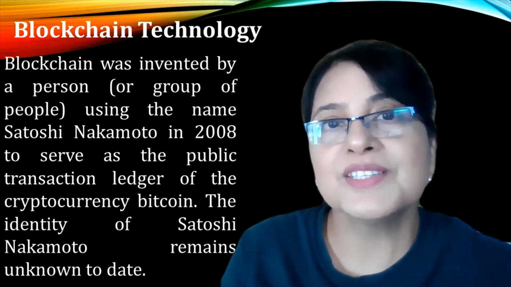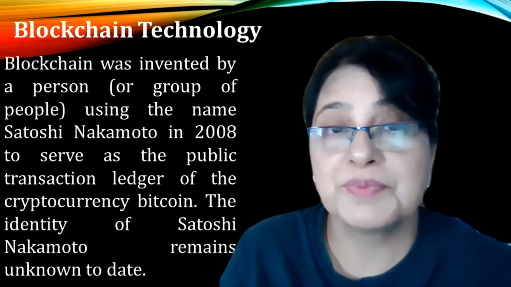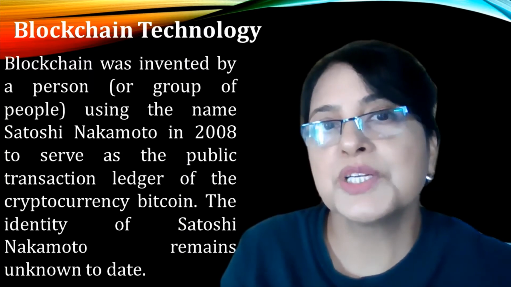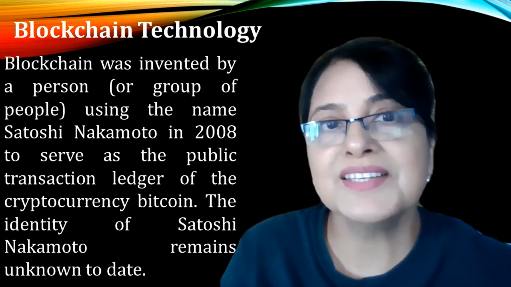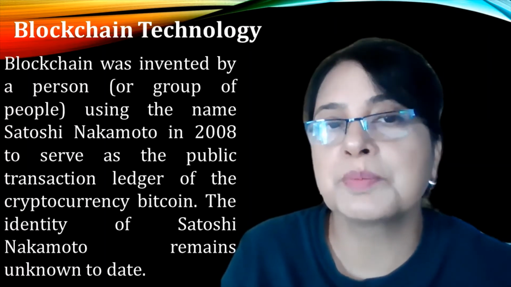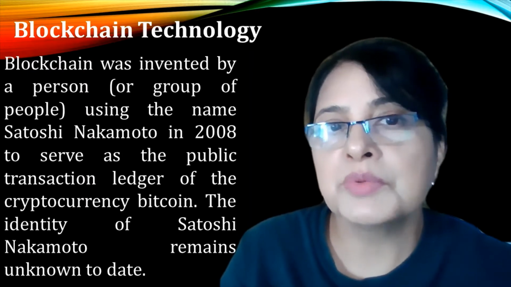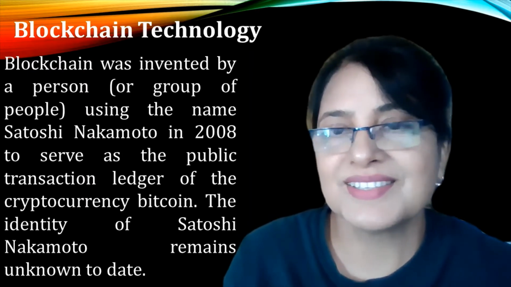Coming to blockchain technology, blockchain was invented by a person or a group of people using the name Satoshi Nakamoto in 2008 to serve as the public transaction ledger of the cryptocurrency Bitcoin. The identity of Satoshi Nakamoto remains unknown to date.